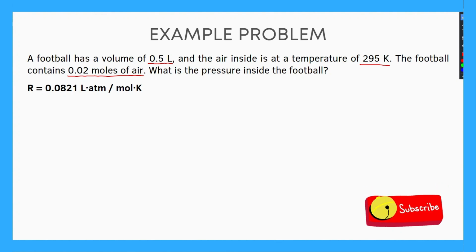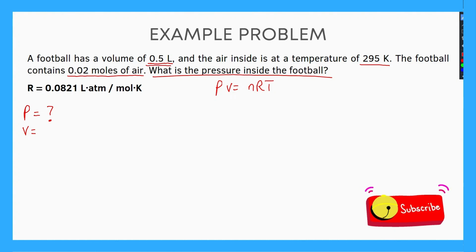So let's go ahead and list out our variables first. We have PV is equal to nRT. P stands for pressure, and the question asks what is the pressure inside the football, so we do not know. Then we have V, the volume, which is 0.5 liters. n stands for number of moles, and we have 0.02 moles of air contained.